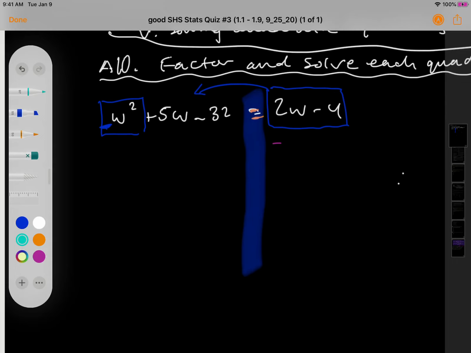This is a positive 2w, and you can subtract 2w. Now, I'm not going to place it here and not there because they're not like terms. But if you notice I put it here, those dots, those are like terms. And then if you take the negative 4, the opposite of that is a positive 4.